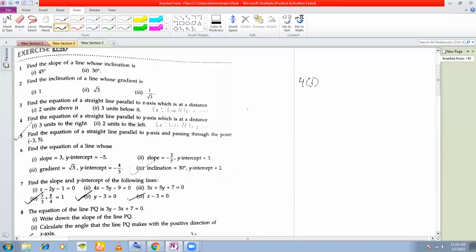Find the equation of a straight line parallel to the y-axis. This time, the straight line is parallel to the y-axis, right? And which is at a distance of 3 units to the right. 3 units to the right means you have to go in this direction. That means this distance here is 3 units, that means plus 3 units, isn't it? This is the positive direction of x. Therefore, what is the equation?